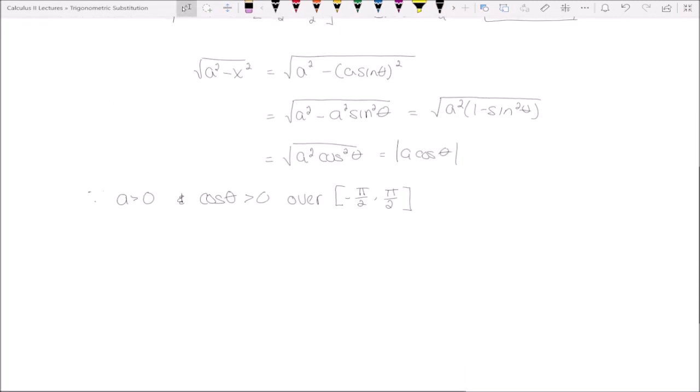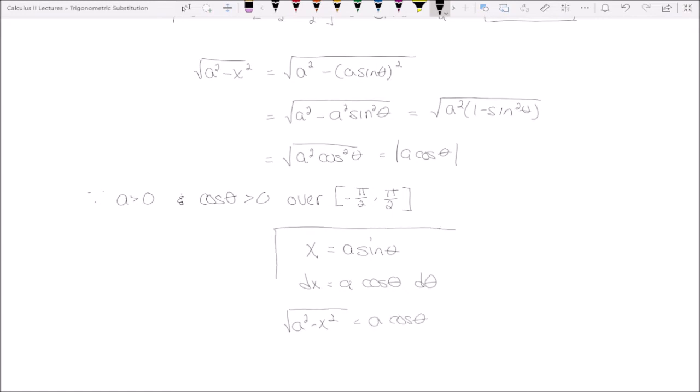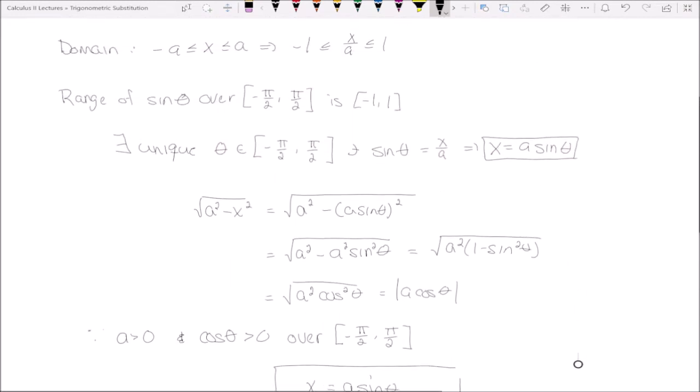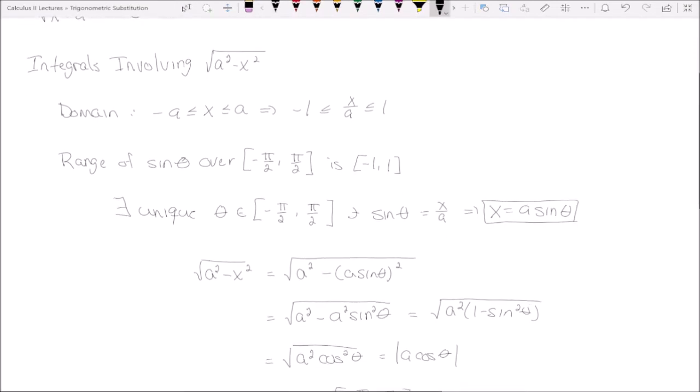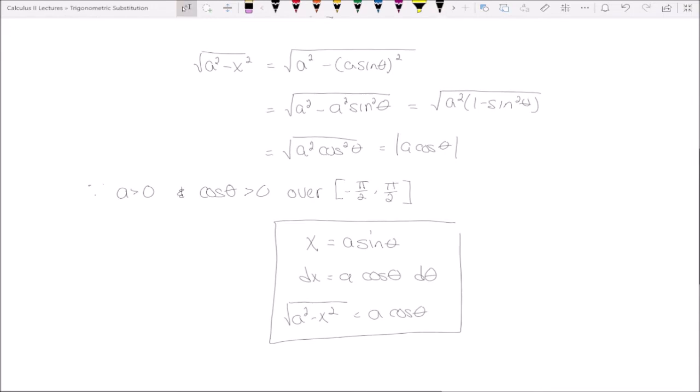Thus, we have the following substitution. x is a sine of theta. dx would be a times cosine of theta d theta. And our actual square root, the square root of a squared minus x squared, becomes a times cosine of theta. So this is the substitution we make if our integrand involves the form square root of a squared minus x squared.